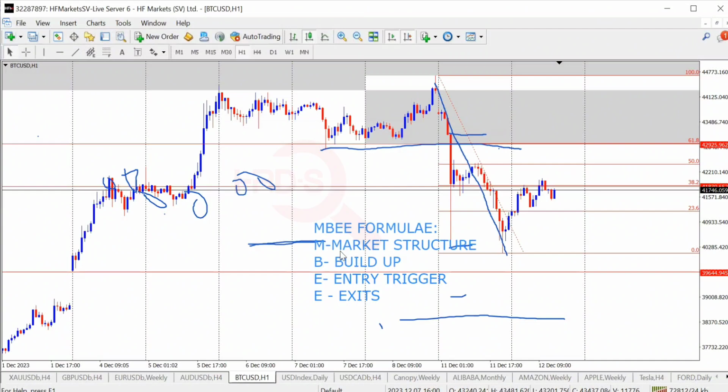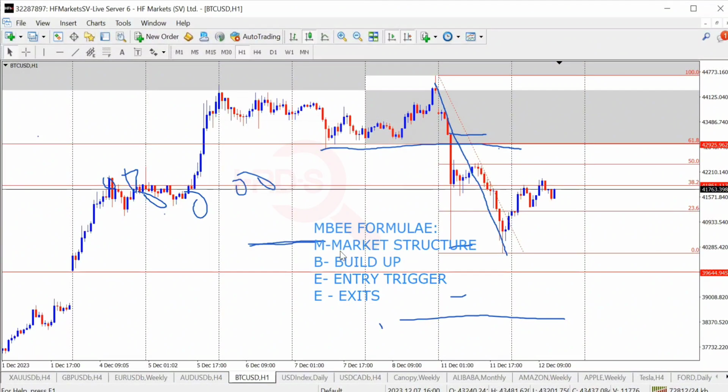Okay, this is the second formula that we have, the MBEE formula. Remember that the first formula that I gave you, which is what? MAEE, that is market structure, area of value, entry, and exit. We use it for reversals, when market is reversing to the downside or reversing to the upside. In other words, we use it in a trending market.